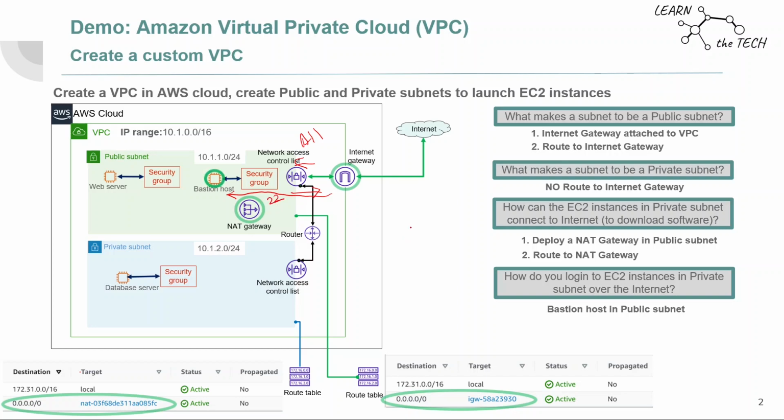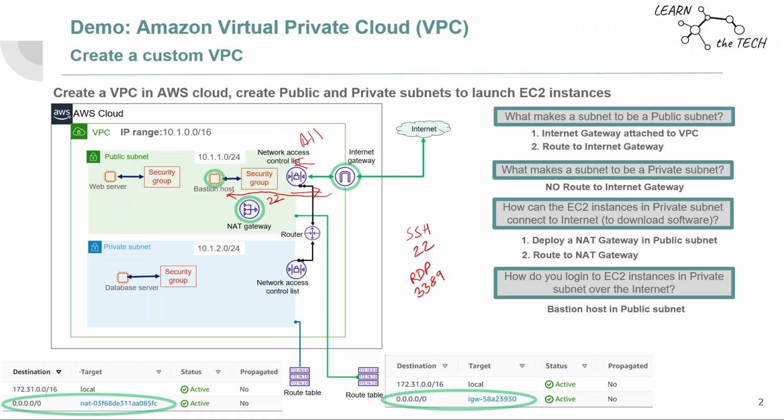So 22 is for SSH. Whenever any admin wants to log into any of the servers on Linux, they use SSH. If it's Windows, then they use the RDP port, which is 3389. So consider these are all Linux instances. We'll open port 22 in the security group attached to the bastion host, allowing incoming port 22 from the internet. Okay. Now from the bastion host, we want to be able to log into the database server.